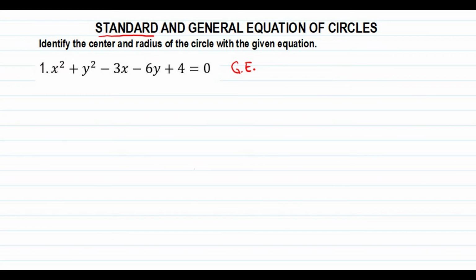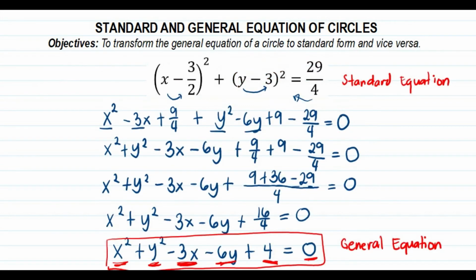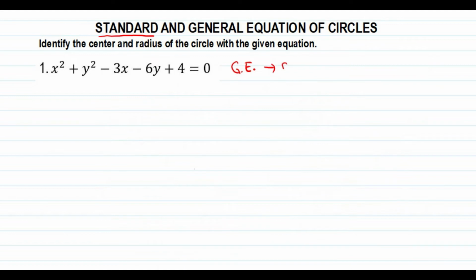Now, this is the steps kung paano naman ibalik ang general into standard. Kanina, yung first slide natin, from standard equation to general equation. Ngayon, from general equation to standard equation. Paano yun? Doon nga tayo gagamit ng tinatawag nating completing the squares. So, ang gagamitin natin is completing the squares at i-guide tayo ng steps na ito. Let's start.